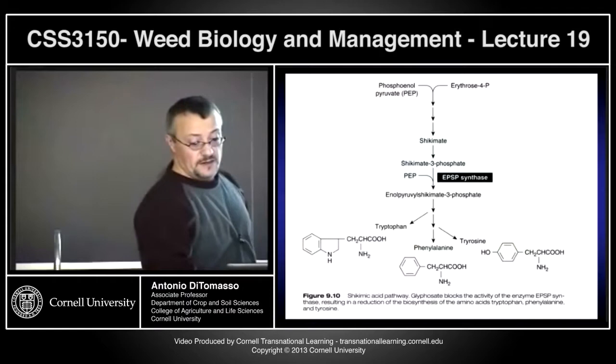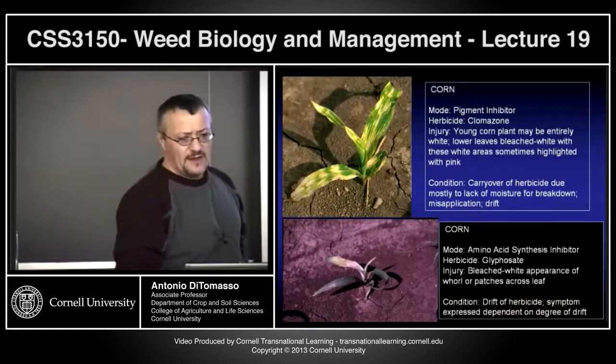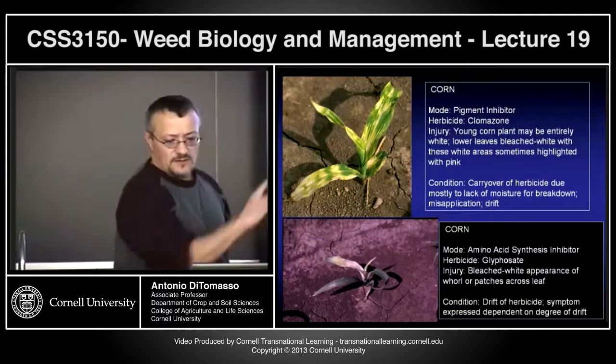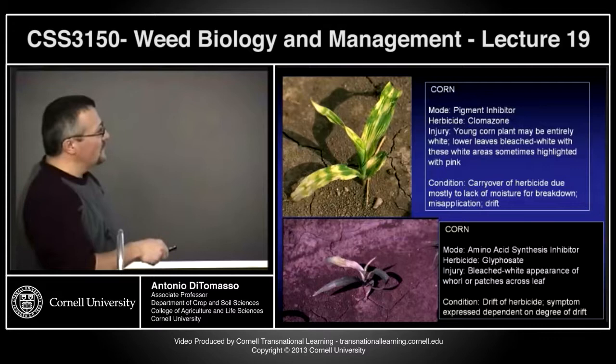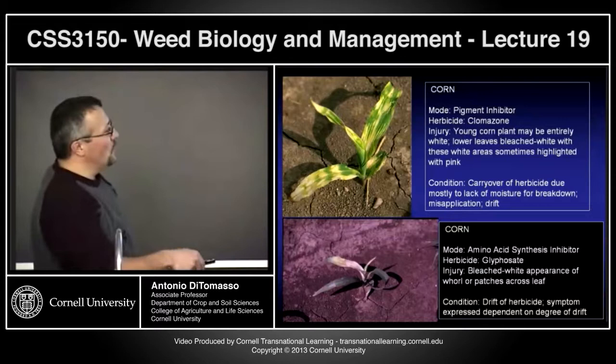Again, I wouldn't ask you to go through this, but just keep that in mind. I'm just showing this in corn. Oh, no, this is clomazone. Look at the bottom picture. That's what I wanted you to see. This is glyphosate. If this is non-Roundup Ready corn, you'll get a bleached white appearance. Notice the growth at the apical meristem, the patches of green. Where are you going to get this?